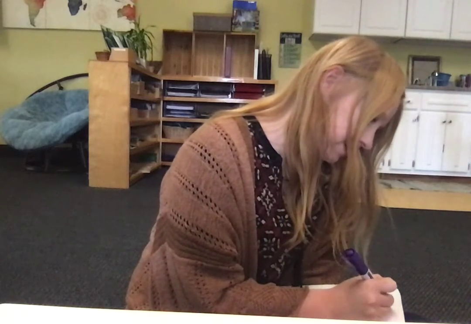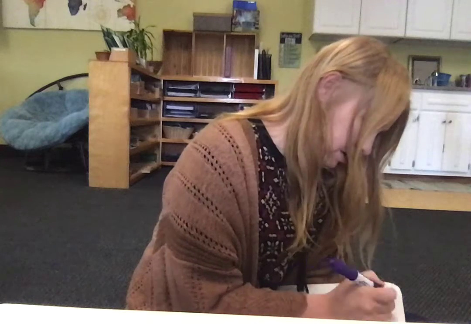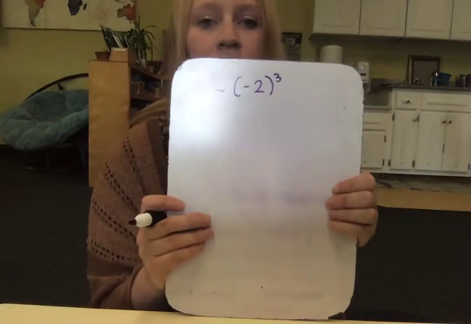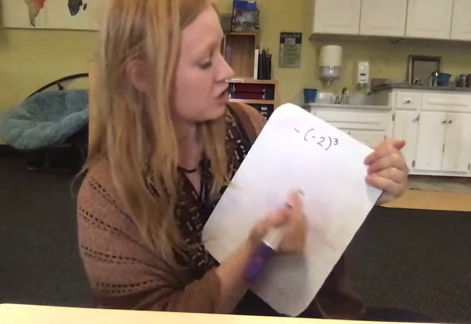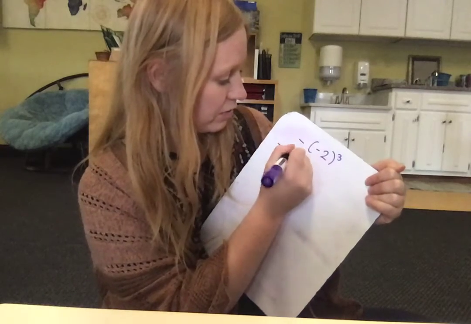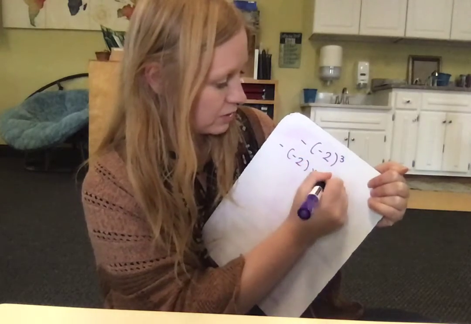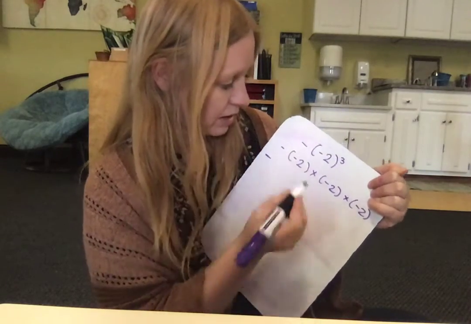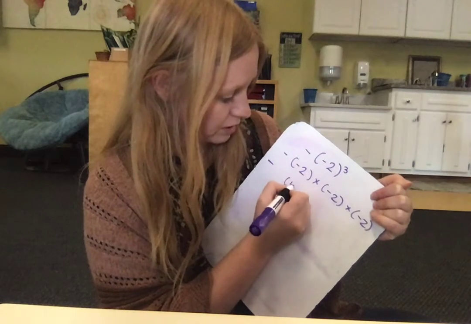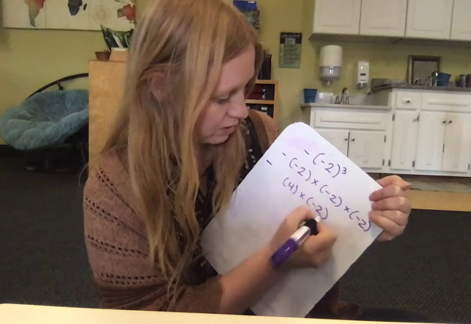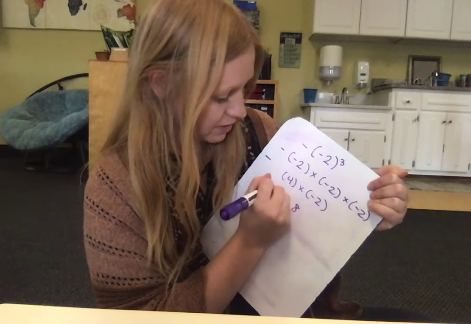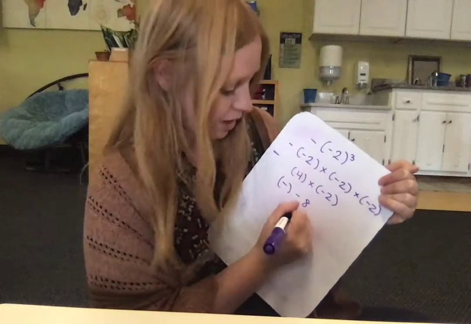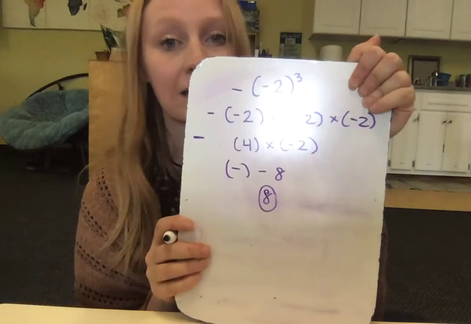Let's look at number 4. This one's a little different because we have a negative times a negative 2 cubed. Because of this negative on the outside, it's going to change what our final answer is. So this means negative 2 times negative 2 times negative 2. The first thing we need to deal with are these negatives. We'll leave this negative out here. Negative 2 times negative 2 is positive 4 times negative 2, which is negative 8 times a negative. A negative times a negative is positive, giving us a positive 8 as the answer.